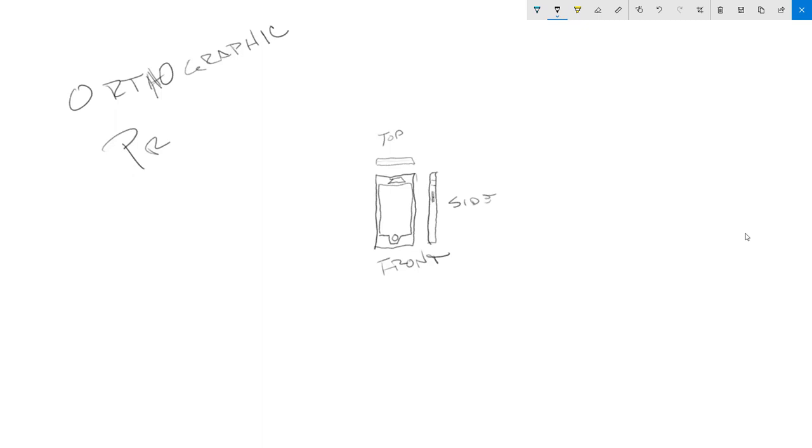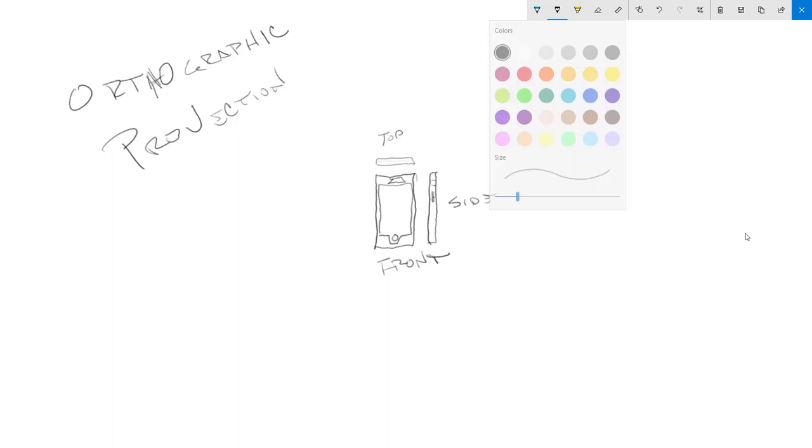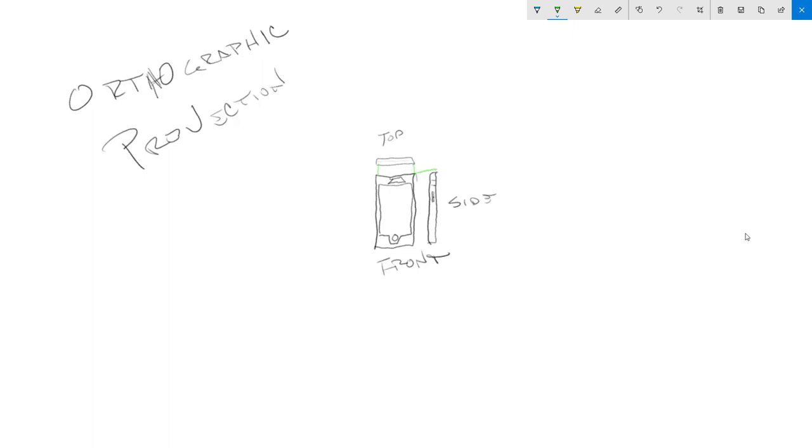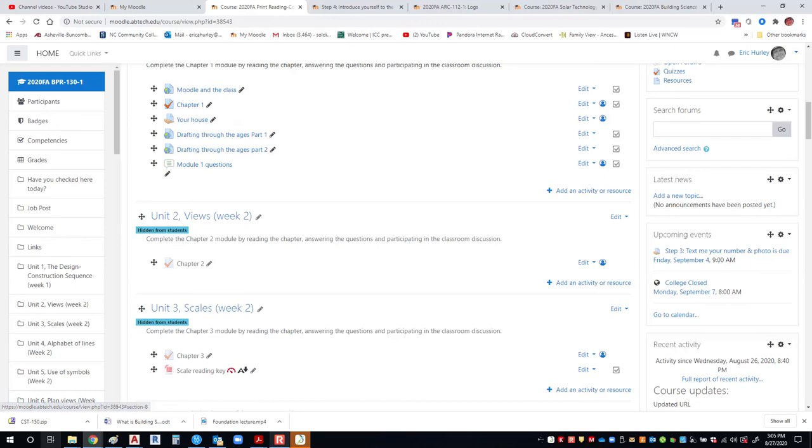All right, so this is orthographic projection, meaning that, you know, I could, let's go to a different color. In other words, I projected everything over and they're exactly the same. All right, so where would we see such a thing? Let me show you where we'd see such a thing.